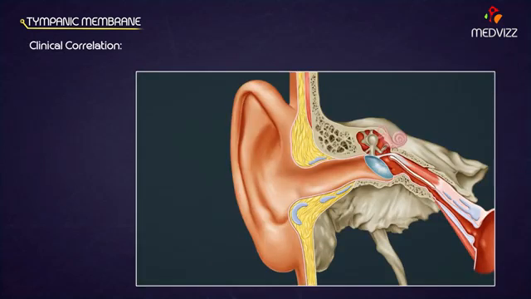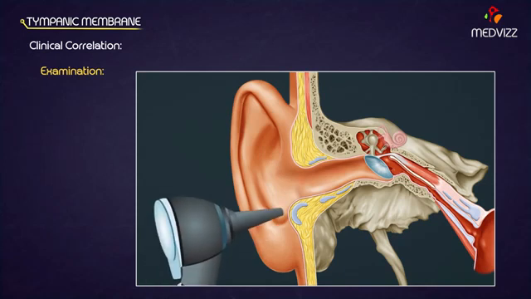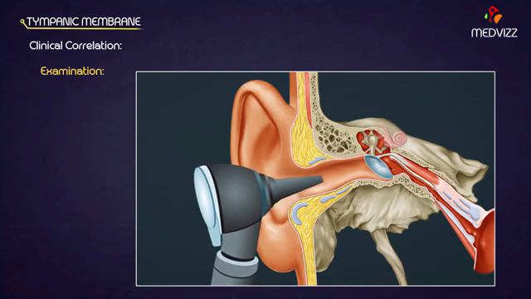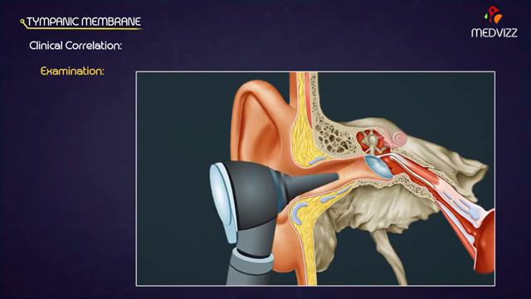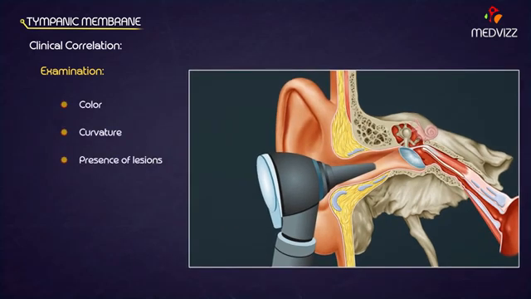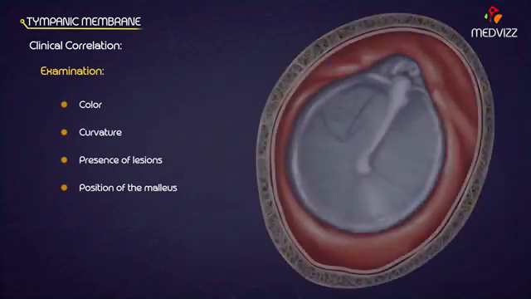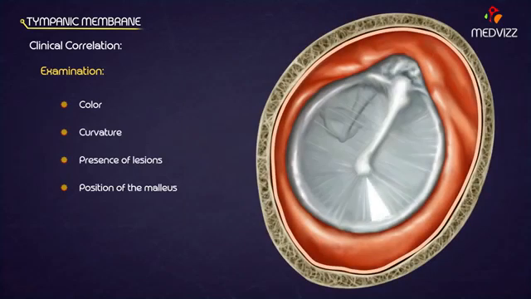Clinical correlation. Examination of the tympanic membrane. Inspection of the tympanic membrane with an otoscope provides significant information about the condition of the middle ear. The color, curvature, presence of lesions, and position of the malleus are features of significance. When the tympanic membrane is illuminated for examination, a cone of light is reflected in the anterior-inferior quadrant of the membrane from the umbo, which marks the attachment of the handle of the malleus.